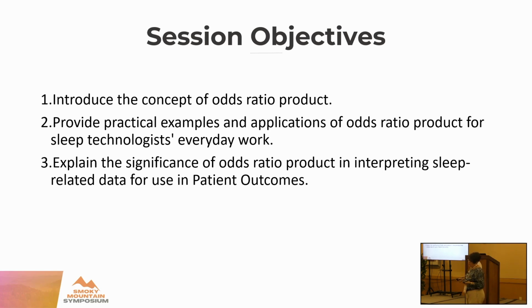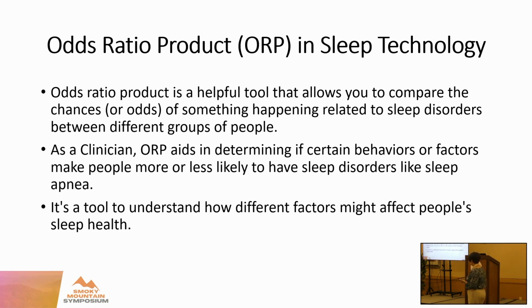So what I'm going to do today is really just introduce the concept of what the odds ratio product is, provide practical examples and applications for everyday work, and then explain the significance of that in interpreting sleep-related data for use in patient outcomes. It's just a helpful tool that allows you to compare the chances or the odds, thus the odds ratio product, of something happening related to sleep disorders between different groups of people.